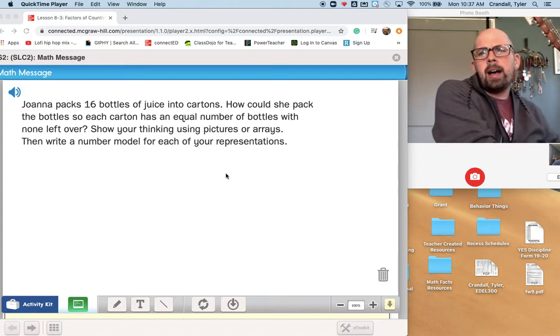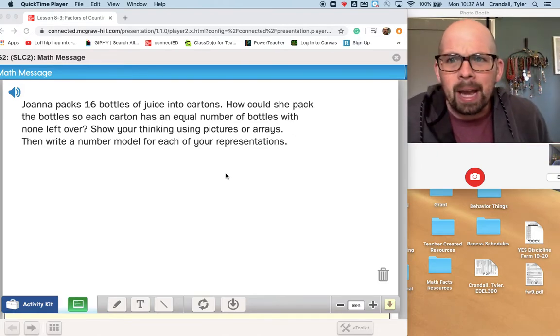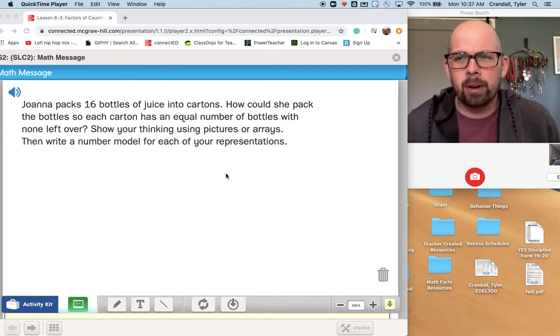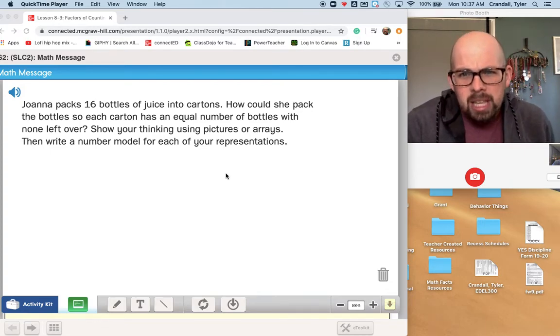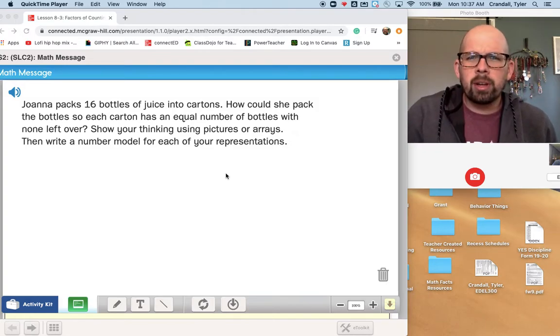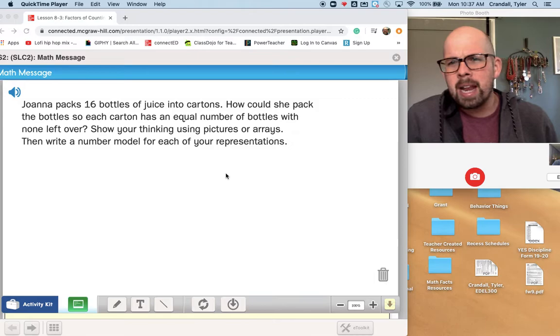All right, I'm just going to read you the problem now instead. Joanna packed 16 bottles of juice into cartons. How could she pack the bottles so each carton has an equal number of bottles with none left over? Show your thinking using pictures or arrays, and then write a number model for each of your representations.